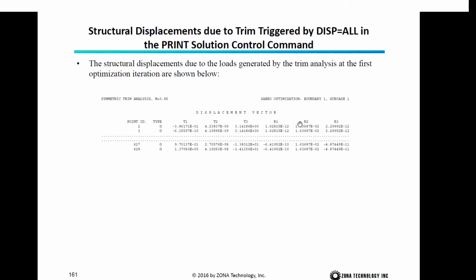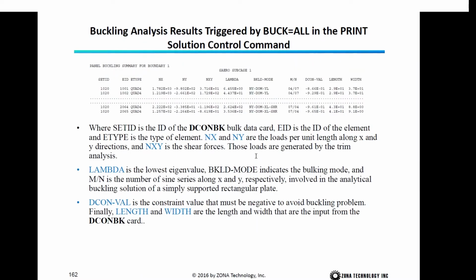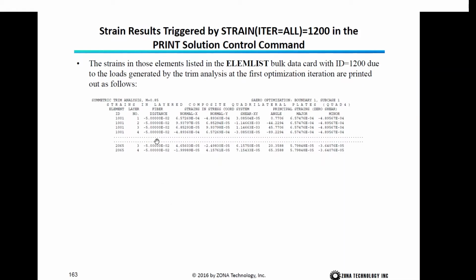And then you print out the displacement due to the trim load, and you will print out the buckling analysis result. This is Nx, Ny, Nxy, and these are generated by the trim loads. And the lambda is the lowest eigenvalue, and the DCONS value is the constraint value that must be negative to avoid buckling problems. The length and width are the length and width input from the DCONBK card. Then the strain is listed by this element list card. So we list out those elements, and within each layer, you will print out the fiber distance, the strains in the stress coordinate, the principal strain, and so on.